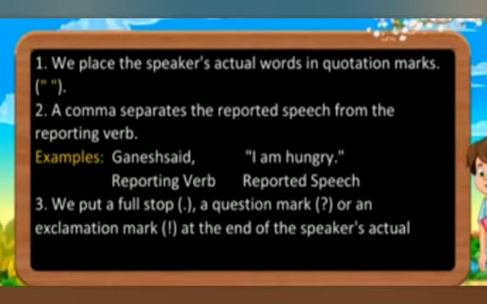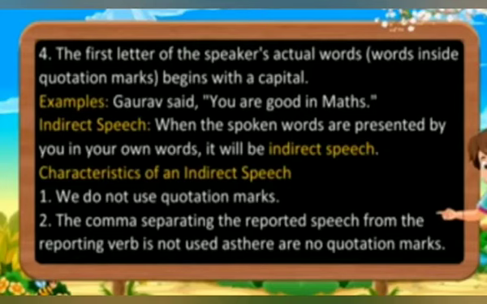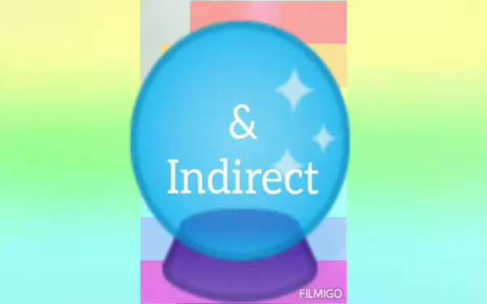Number 3, we put a full stop, a question mark or an exclamation mark at the end of the speaker's word. Number 4, the speaker's words within the inverted commas will always start with a capital letter. Now, what is indirect speech? When the speaker's words are presented in your own way by making some changes, then it is called indirect speech. But we do not use quotation marks, and the comma is also removed in indirect speech.